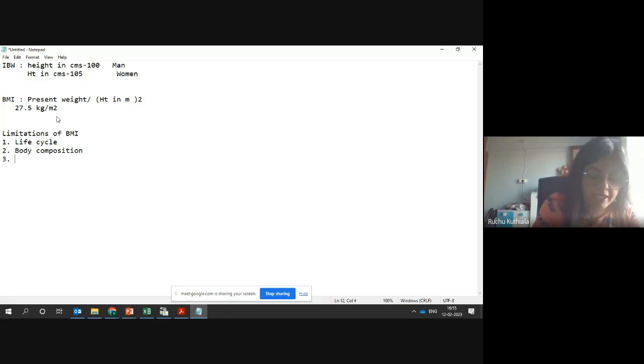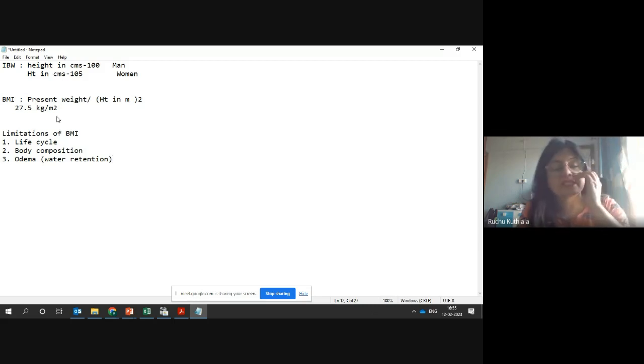Third limitation of BMI is it doesn't cover edema. Edema means water retention. Water retention in the body is a complication which basically occurs in patients who have kidney problems, heart related problems, or those who have inflammation in their body. So this is another limitation of the BMI, that it doesn't consider the water retention in the person's body. If a patient stands on the weighing machine, it will just pick up that weight and divide it by height.